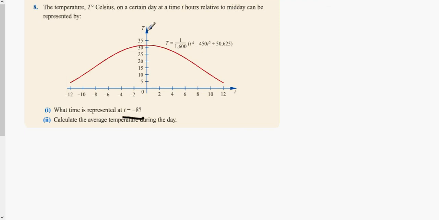Well, if t equals 0 is midday, then minus 2 is going to be 10, minus 4 is going to be 8 AM, minus 6 is 6 AM, and minus 8 is going to be 4 AM in the morning. So it's going to be 4 AM or 04:00. Okay, calculate the average temperature during the day.